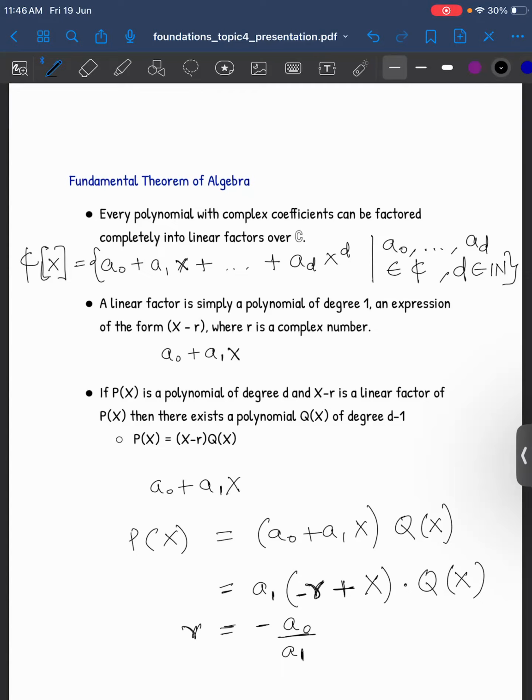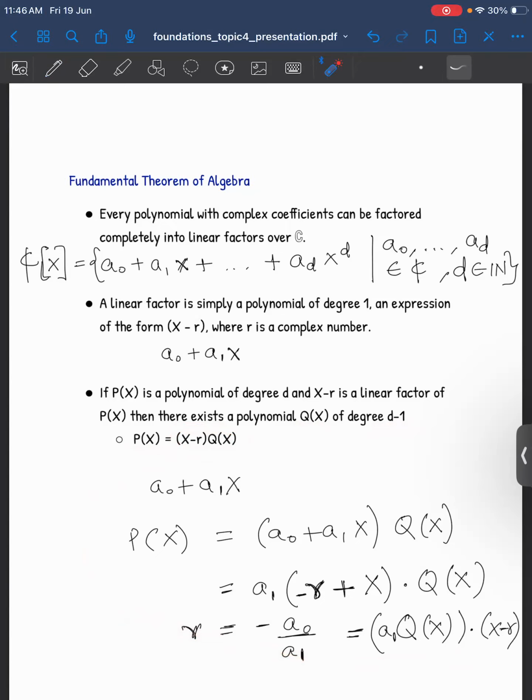So in general, we can push this A1 into Q of X, and this starts looking like A1 times Q of X, which is again a degree D minus 1 polynomial times X minus R. So in general, we skip this normalizing, and we just say that if P of X has a linear factor, then there is a polynomial Q of X such that X minus R times Q of X is equal to P of X, where the degree of Q of X is D minus 1.